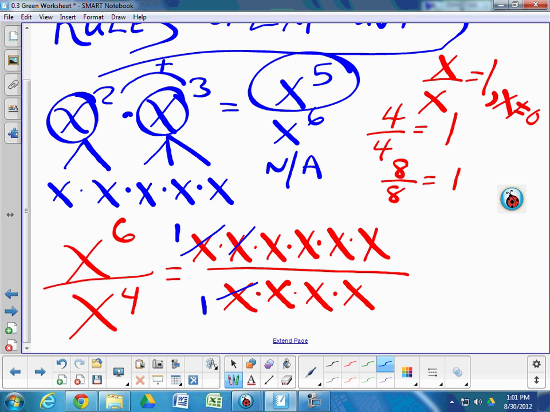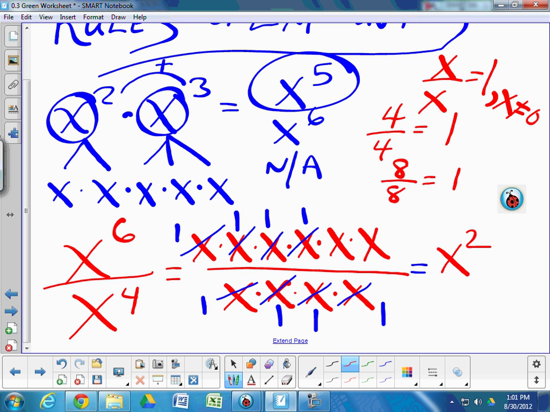All right? This x over x becomes 1 over 1. This x over x becomes 1 over 1. This x over x becomes 1 over 1. And we're left with, and this is the long way of doing this, so you know why it works, 1 times 1 times 1 times 1 times x is x squared.